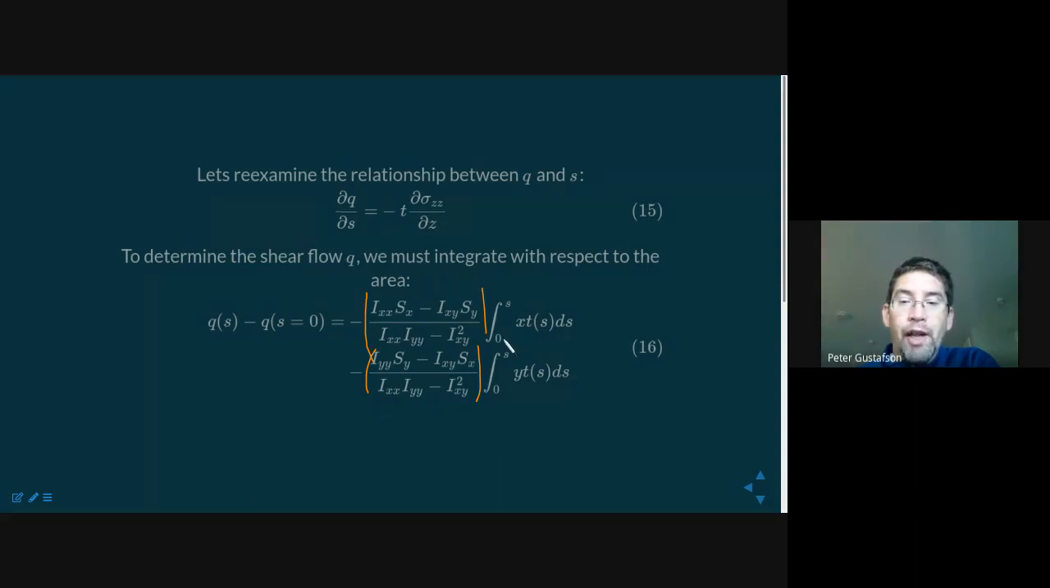This integral proceeded, we were integrating with respect to the S variable. So now what is not constant is the X position times the thickness. We're integrating from an initial S set at S equals 0 to some final S. The constant we defined as Q at S equals 0, and the integral begins at 0 and goes to S.